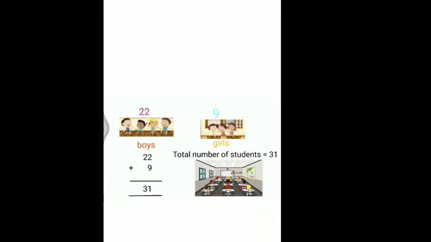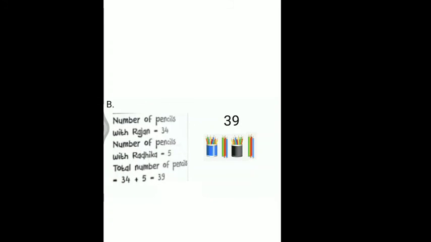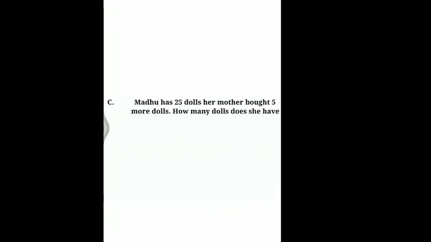Okay. Now 22 boys are there and 9 girls are there. Here total is 22 plus 9. You have to add, you get 31 students. Okay. Rajan has 34 pencils and Radhika has 5 pencils. Total number of pencils is 34 plus 5. Okay. Total pencils is 39 only.